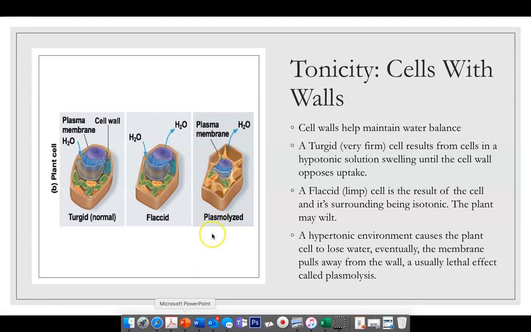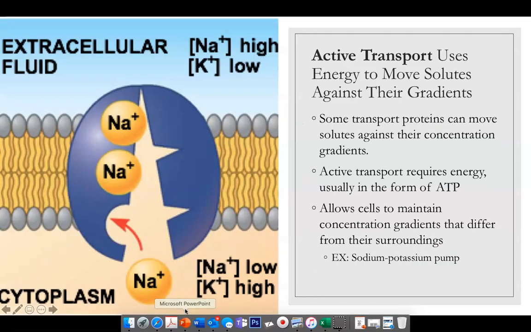This is called plasmolysis. So once a cell becomes plasmolyzed, you actually have death that is starting to occur. Again, active transport is going to go against the concentration gradient. Active transport moves particles from an area of low concentration to an area of high concentration, with the expense of energy.